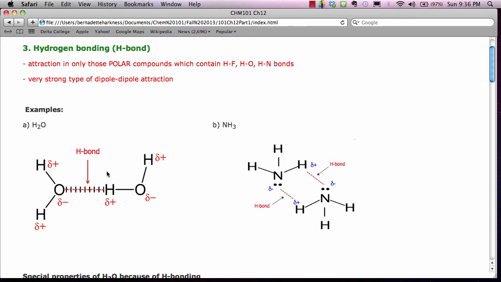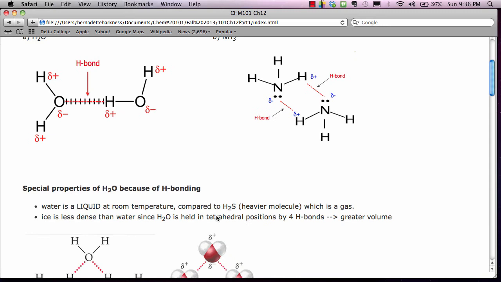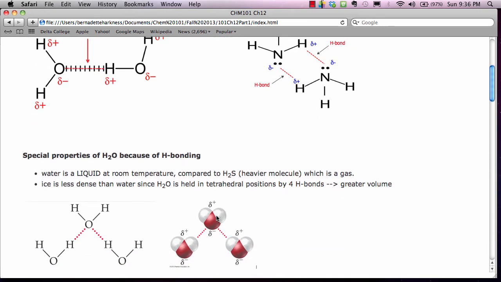And so when the hydrogen of one water molecule is beside the oxygen of another water molecule, this is quite a strong attraction. Ammonia has the same kind of attraction. The negative, electronegative end, which is the nitrogen or the oxygen, is attracted to the hydrogen of a neighboring molecule. This is what we call hydrogen bonding, a very strong type of dipole-dipole. And there are really quite special properties of hydrogen bonding.